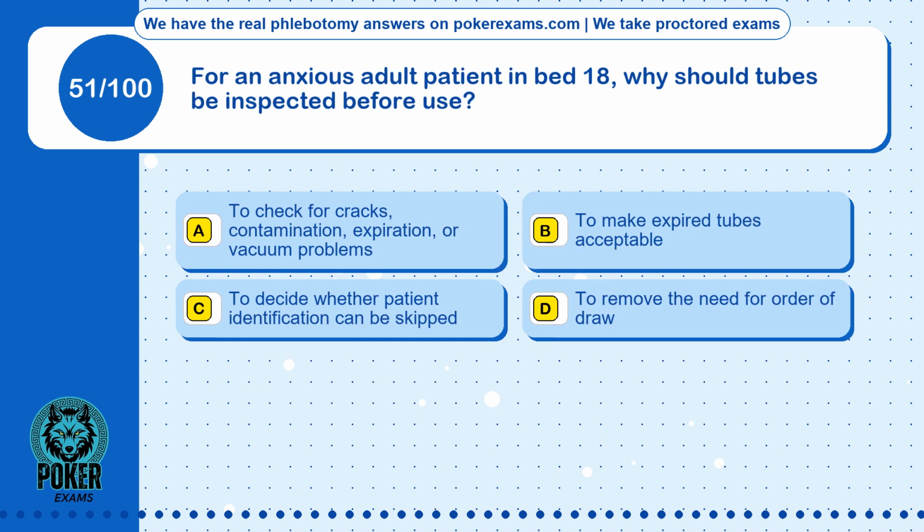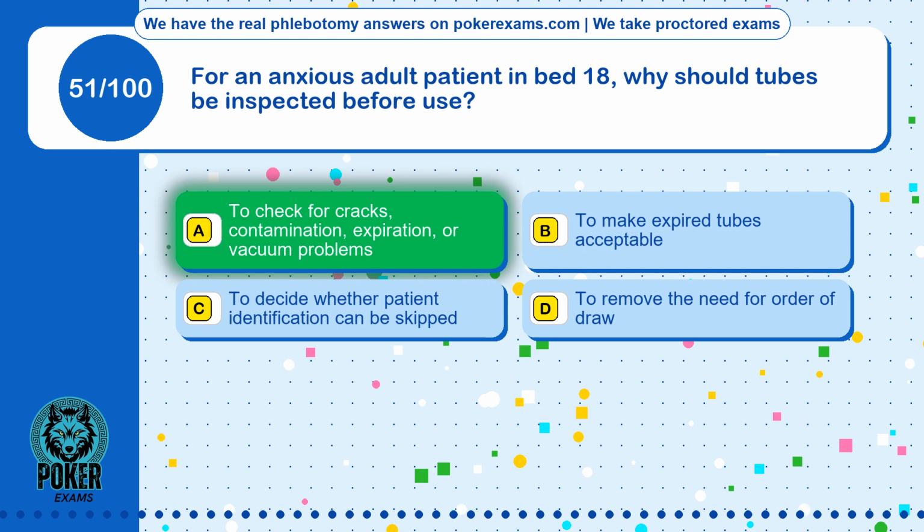Question 51. For an anxious adult patient in bed 18, why should tubes be inspected before use? Option A, to check for cracks, contamination, expiration, or vacuum problems. Option B, to make expired tubes acceptable. Option C, to decide whether patient identification can be skipped. Option D, to remove the need for order of draw.